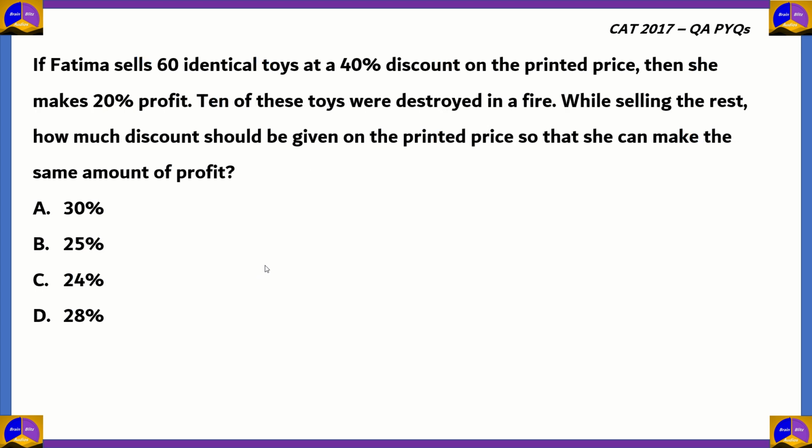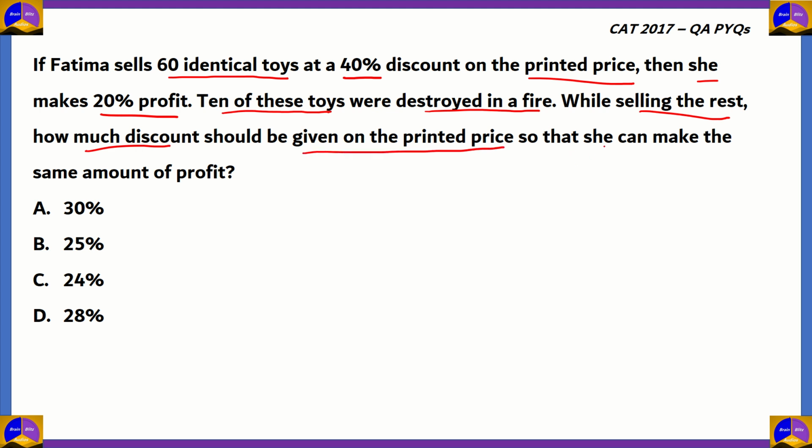Now let's go to the final question for today. If Fatima sells 60 identical toys at a 40% discount on the printed price, then she makes a 20% profit. However, 10 of these toys were unfortunately destroyed in a fire. Now, while selling the rest, how much discount should be given on the printed price so that she can make the same amount of profit? Okay?